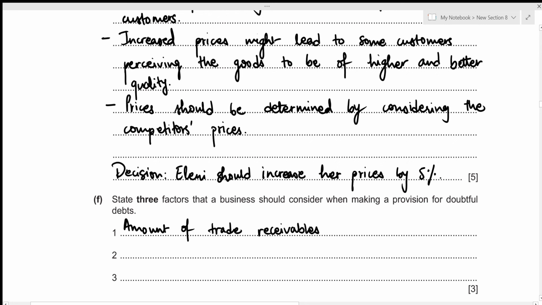Okay, second one could be past experiences. So you need to have past experiences with your credit customers to know whether they might pay promptly or they might delay their payments and result in possible irrecoverable debts. So let's write it down as well. Past experiences. Lastly, we also need to know the state of the economy, because if the country's or the particular place's economy is going down, then there is a possible chance that your credit customers might not be able to pay the sales amount. So let's write it down as well. State of the economy.